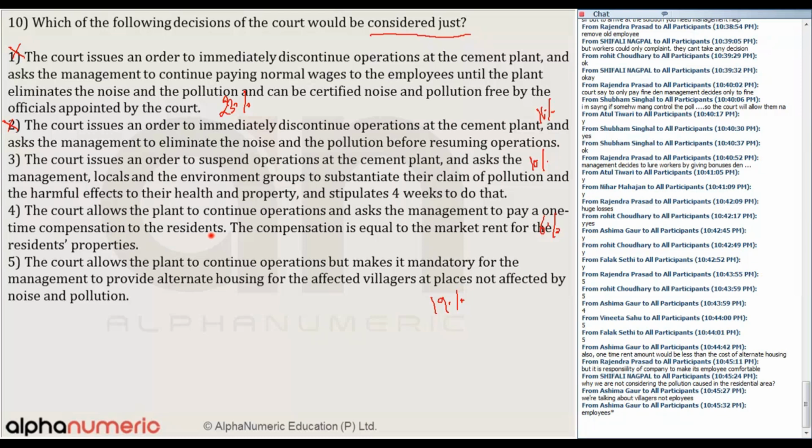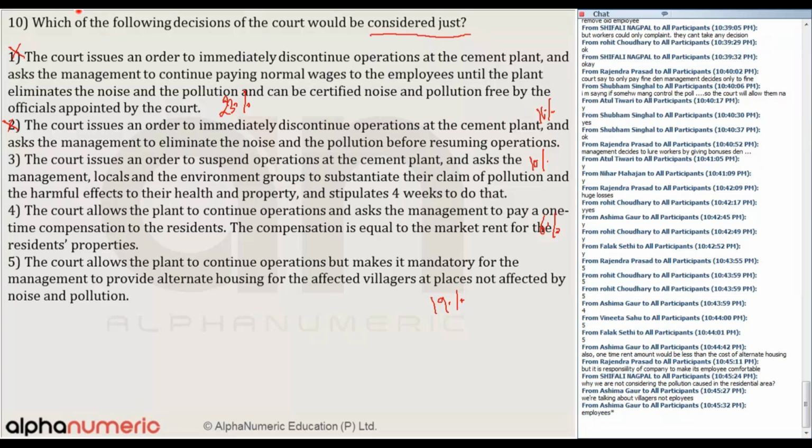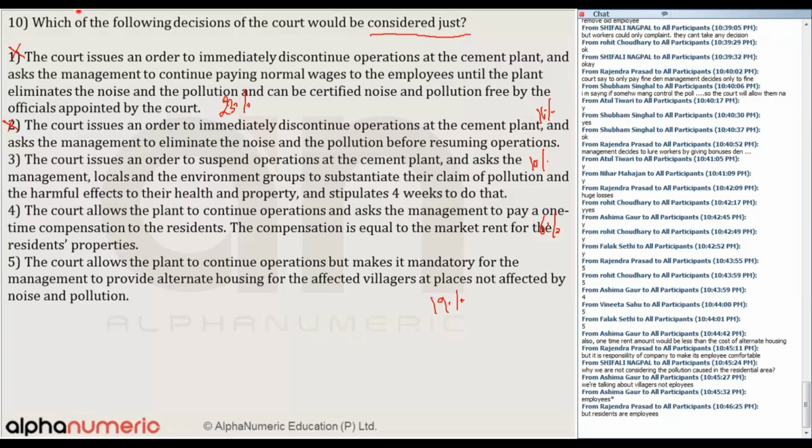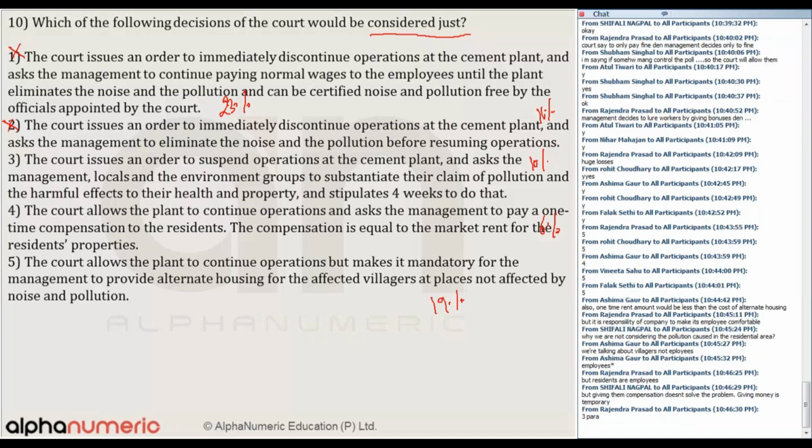So for them, I think option number 4 suits the best because it is beneficial for both of them, both the parties, management as well as the workers. Whatever the compensation, but the residents are employees, so in that case, try to understand that, but not all the residents, only those who are employable.